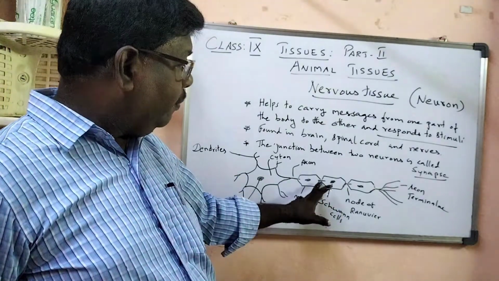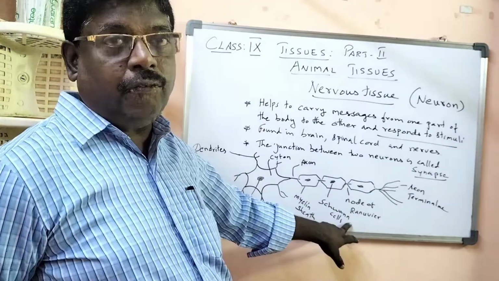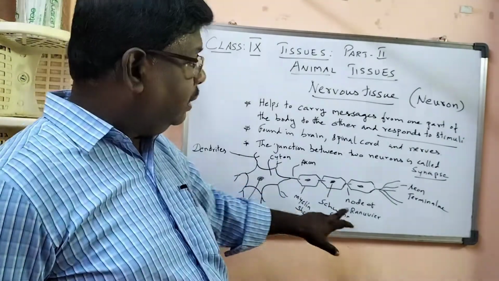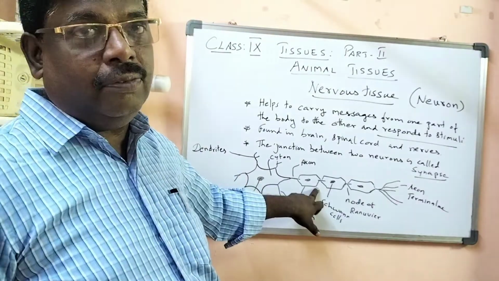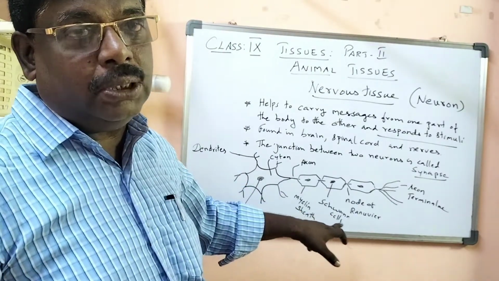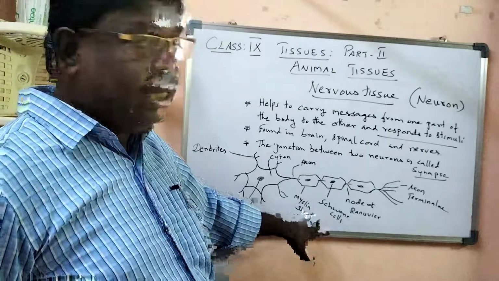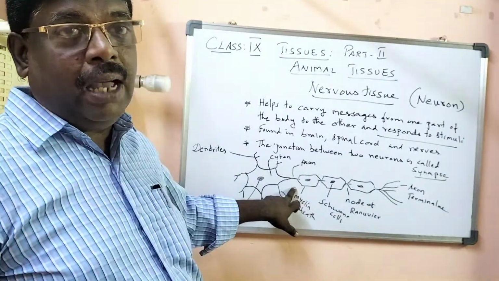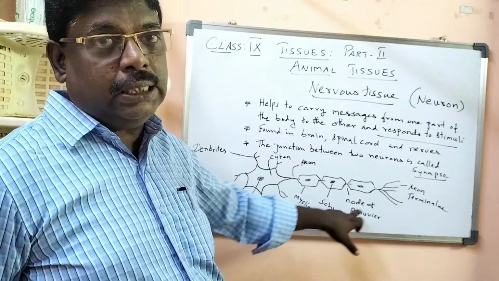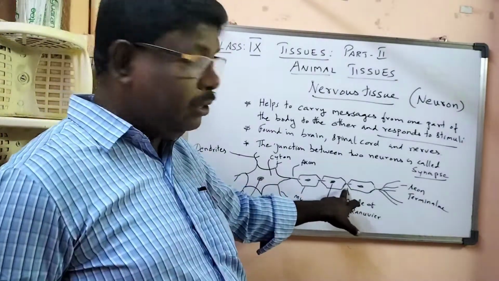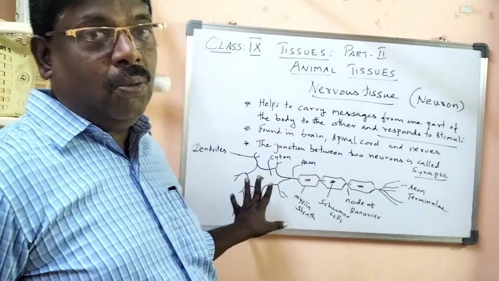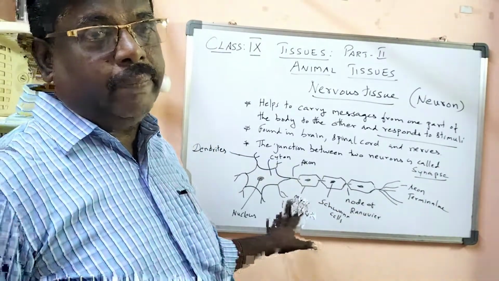At the end of a cell, there is a gap called node of Ranvier, found by scientist Ranvier. Again, these cells were found by Schwann, the person who proposed cell theory, so they are named Schwann cells. The cells are covered by myelin sheath, Schwann cells, node of Ranvier. The gap between the two cells is called the node of Ranvier. That is the axon terminal. This is how a neuron structure will look.